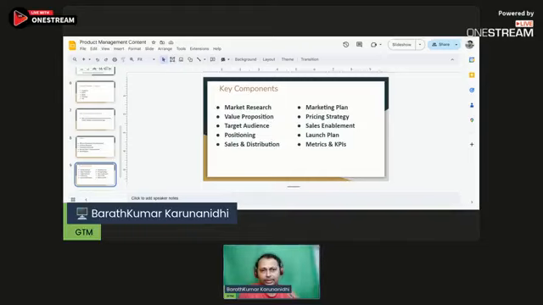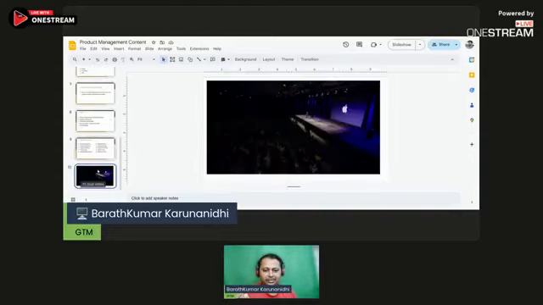So these are the 10 major components that you need to have in a GTM strategy or GTM plan, so that your launch of the product is successful. So first is market research, next is value proposition, third is target audience, fourth is positioning, fifth is sales and distribution, sixth is marketing plan, seventh is pricing strategy, eighth is sales enablement, ninth is launch plan, and 10th is metrics and KPIs.